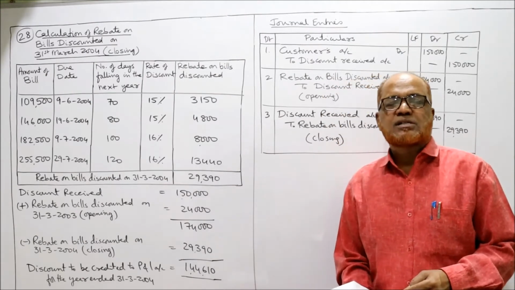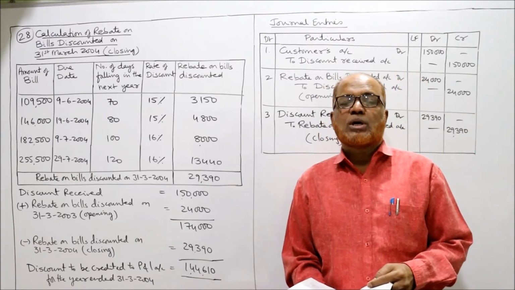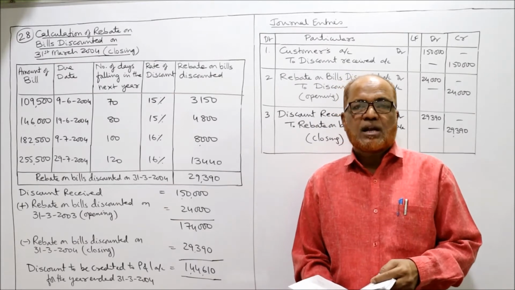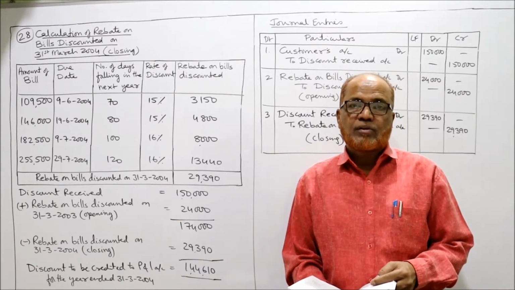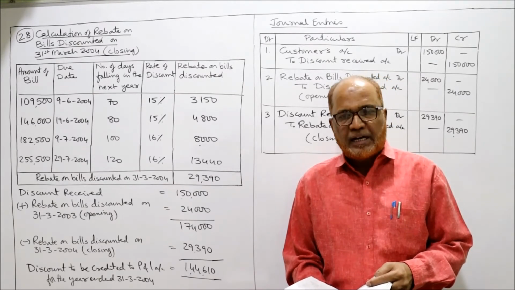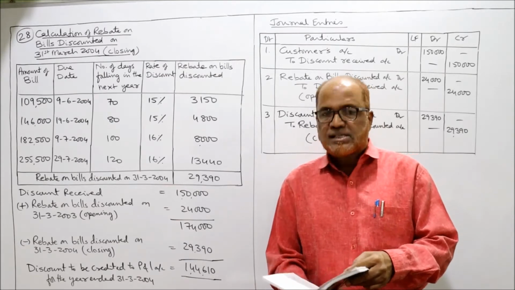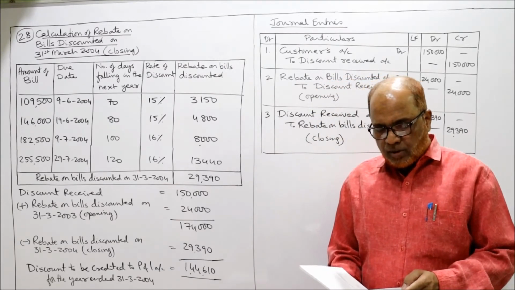This is the rebate on bills discounted at the beginning of the year because we are closing the accounts on 31st March 2004 and this is the rebate on 31st March 2003. The opening rebate. What we have to do? Opening rebate should be added and closing rebate should be deducted. Discount received 1,50,000. An analysis of the bills discounted is as follows.